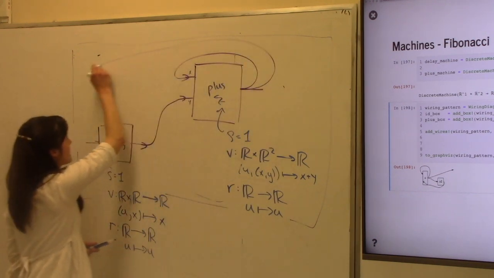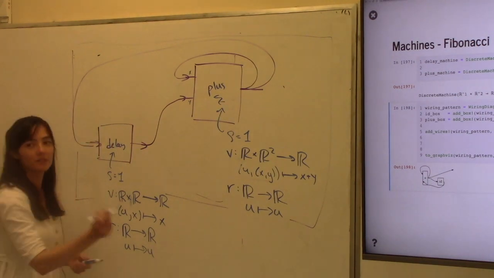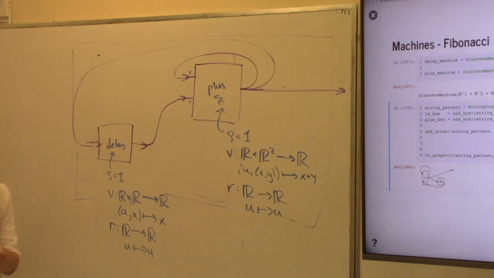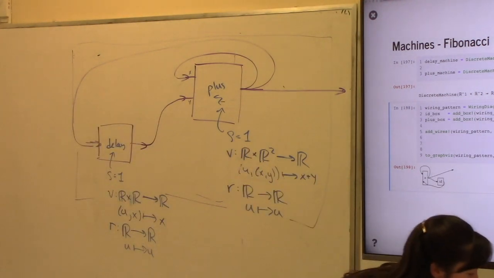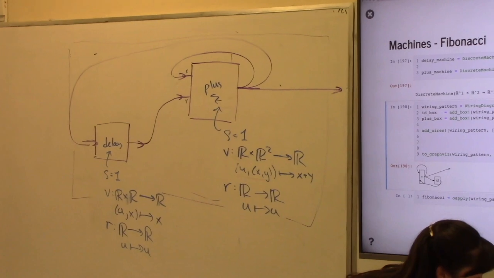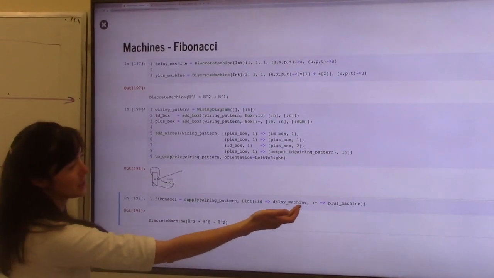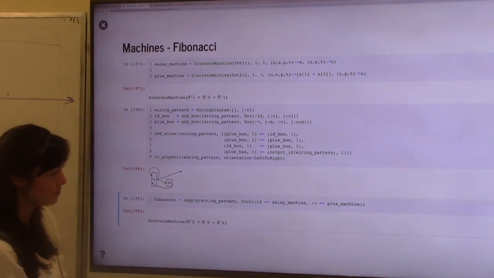And I'm also going to send it to the delay box to sort of remember. And then I'm also going to output it to tell the world what it was. OK, and then I claim that when I compose these, so again, to the wiring pattern, in the ID box, I'm going to put the delay machine. In the plus box, I'm going to put the plus machine.